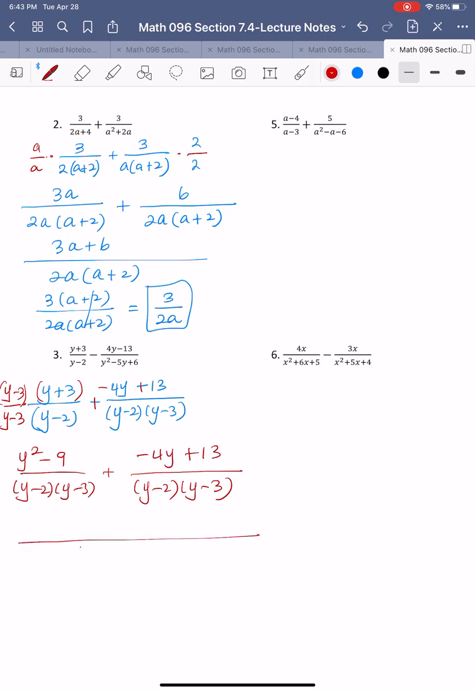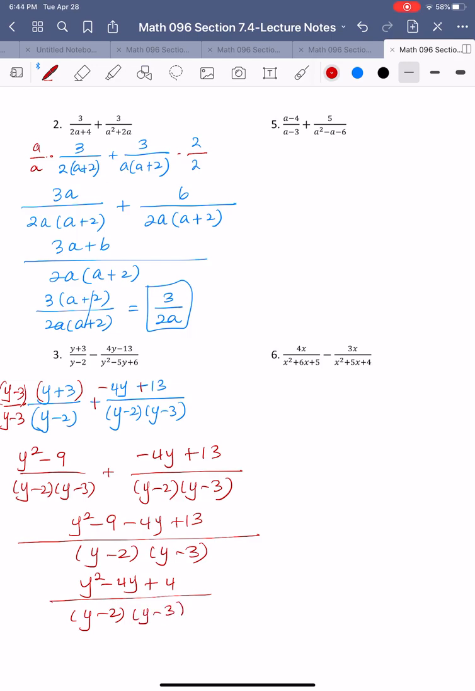And then you can just add it up with the y minus 2, y minus 3 as the LCD. You get y squared minus 9 minus 4y plus 13. When you combine, I get y squared minus 4y plus 4 over y minus 2 times y minus 3. And y squared minus 4y plus 4 is factorable as y minus 2 squared over y minus 2 times y minus 3. There is a cancellation, so one of the y minus 2. Your answer becomes y minus 2 over y minus 3. So that's the final.